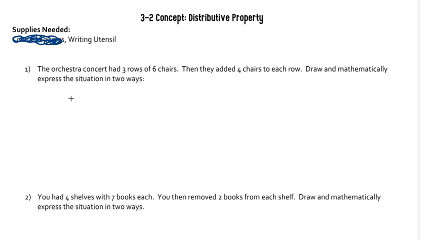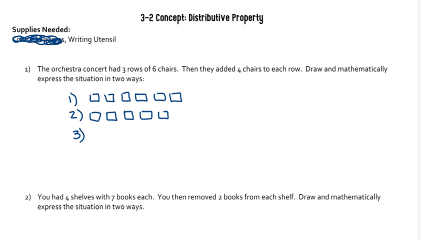Okay, so 3 rows. So 1, 2, 3. Okay, so I have 6 chairs. So I'm just going to use boxes. 1, 2, 3, 4, 5, 6. Three rows of 6. So that would be 18 chairs.